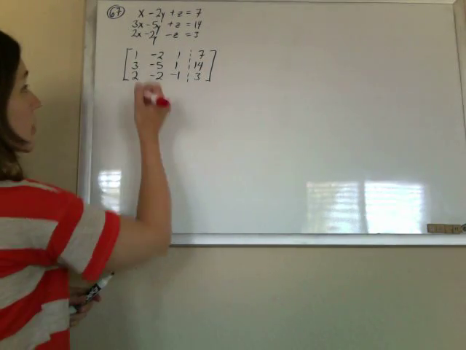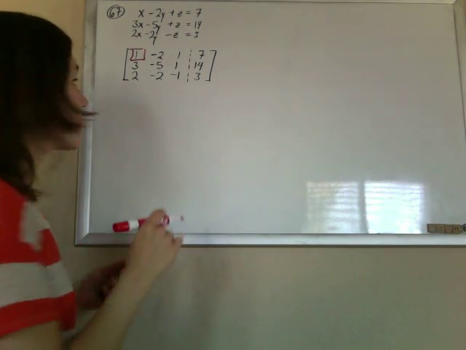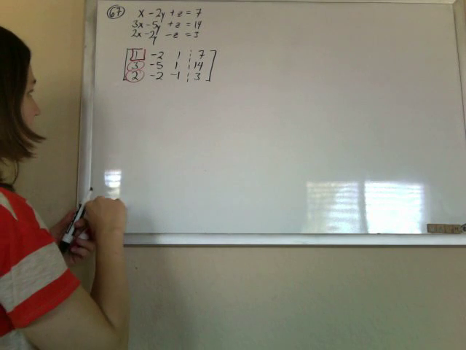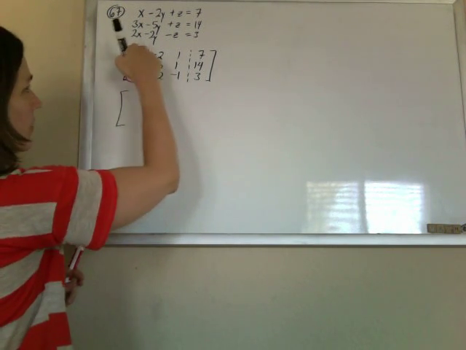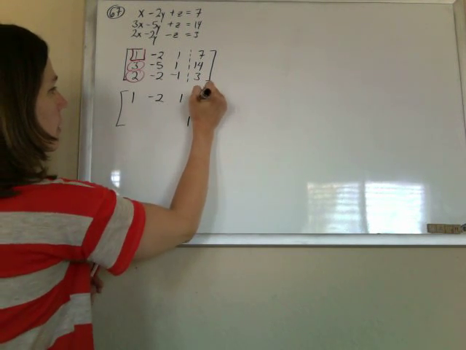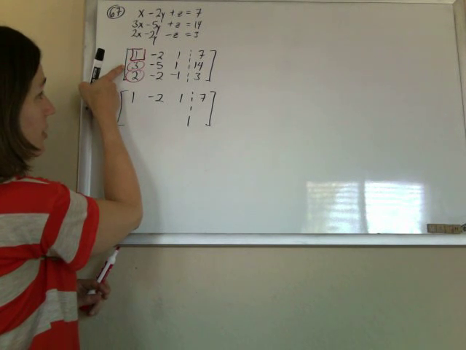Okay, so my first goal is to get a 1 up in that corner. Done. Sweet. Now I want to get the 2 zeros underneath. So you're going to leave that row with the 1 the same and use that 1 that you have to make these 0.